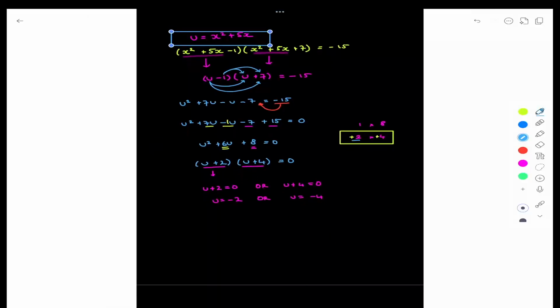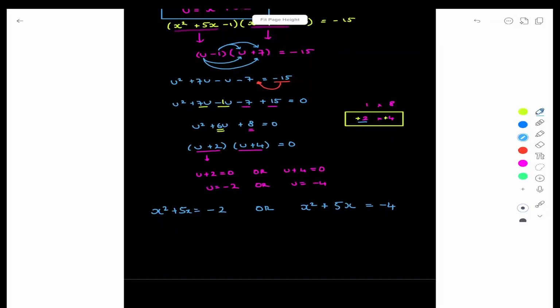So u is x squared plus 5x. So we're going to say that x squared plus 5x equals negative 2, or x squared plus 5x equals negative 4. So remember, u was just x squared plus 5x, and it either equals negative 2 or negative 4.